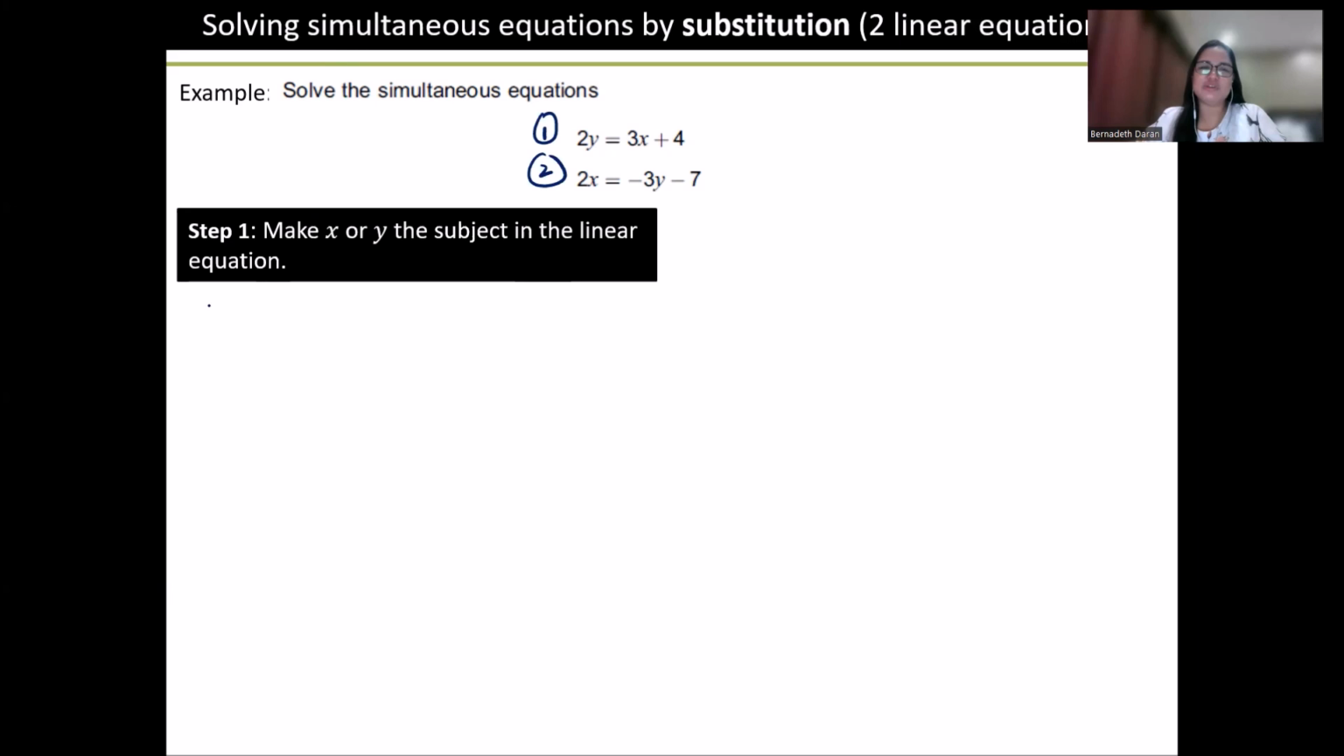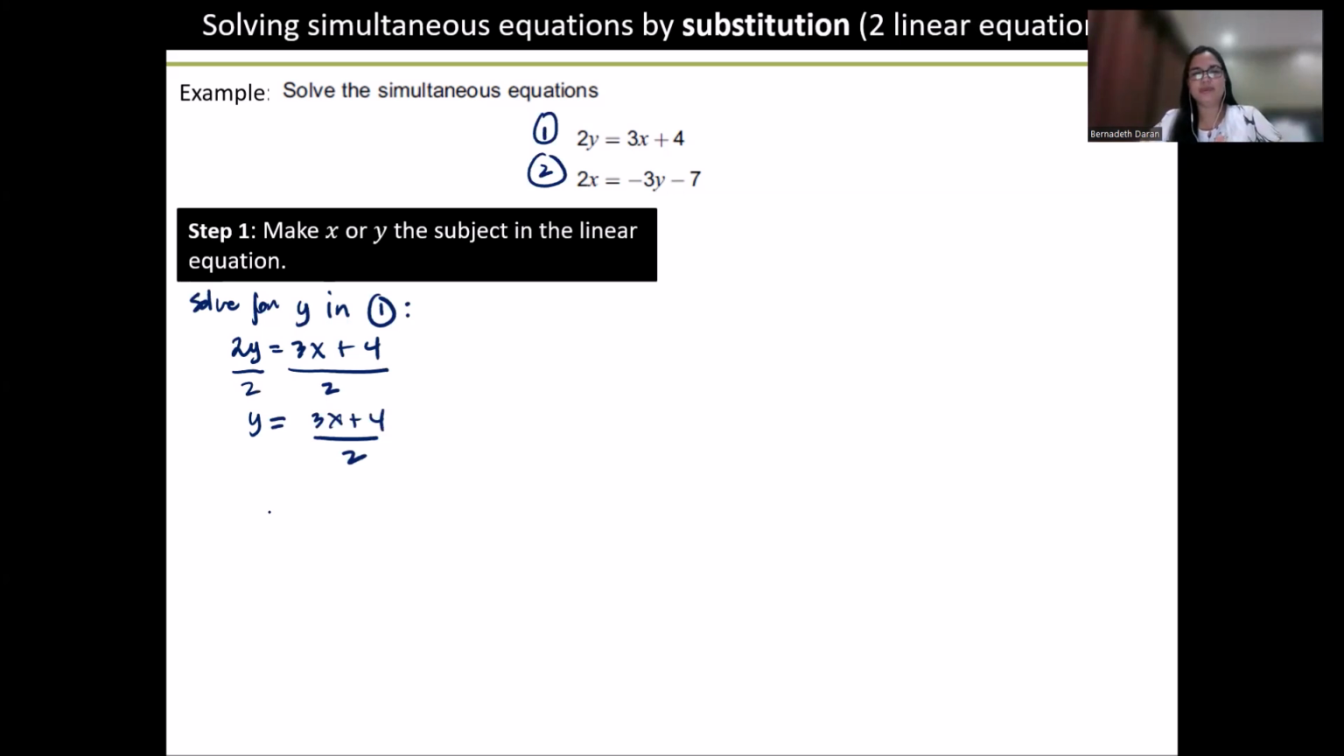So let's try to solve for y in the first equation. So that would be, let us write first the given, 2y is equal to 3x plus 4. Since we are solving for y, meaning we have to isolate y, we divide both sides by 2 so that we can isolate y in one side of the equation. So y is going to be equal to 3x plus 4 all over 2.